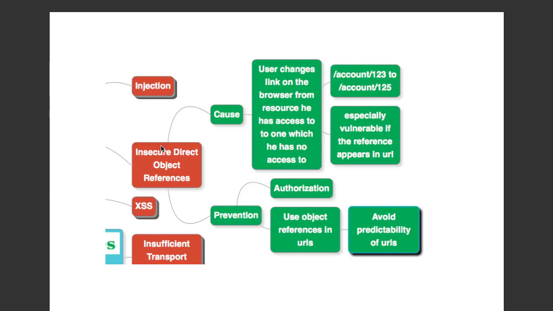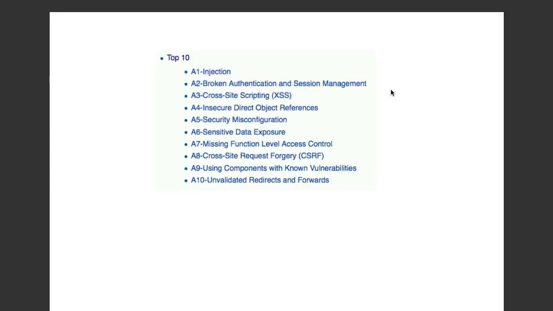Until now, we looked at the insecure direct object references. This happens when I have values in the URL which I can modify and try and access something else which I don't really have access to. And the way we can prevent that is by implementing proper authorization as well as making sure that the values in the URL are obscure and not easily predictable. The next thing we'll be looking at is security misconfiguration, A5.